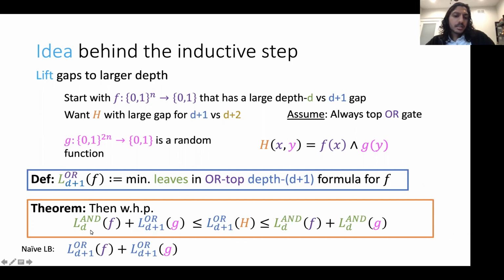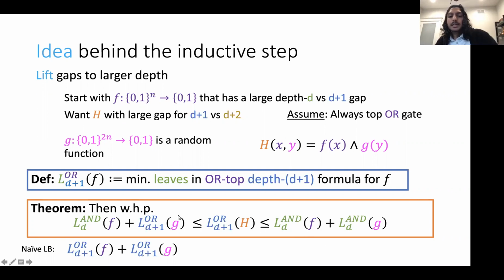It turns out there's also a pretty easy upper bound you can get. I won't tell you how to get the upper bound, but it's not too hard. You can upper bound this by the depth d complexity of f plus the depth d complexity of g. And so what that means is, if you look at the left-hand side and the right-hand side, they're almost the same. These first two terms are the same.